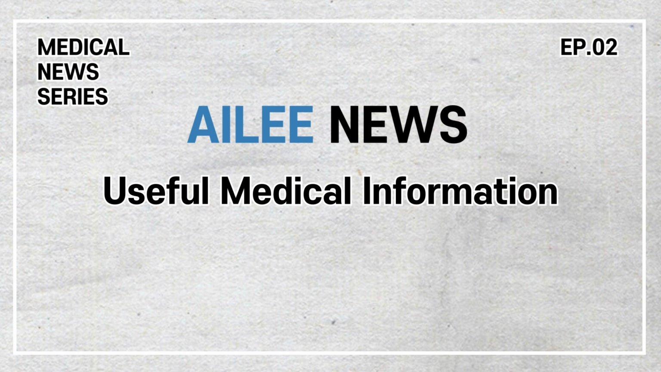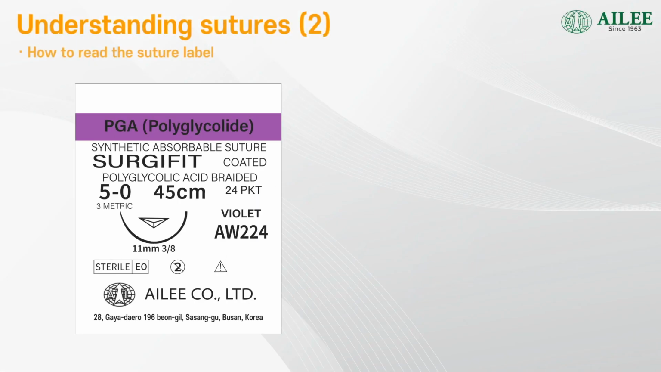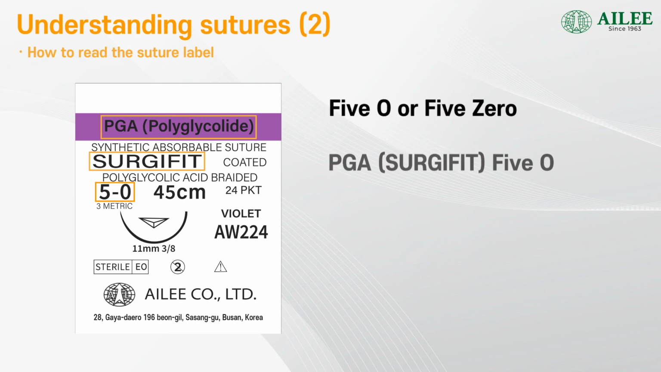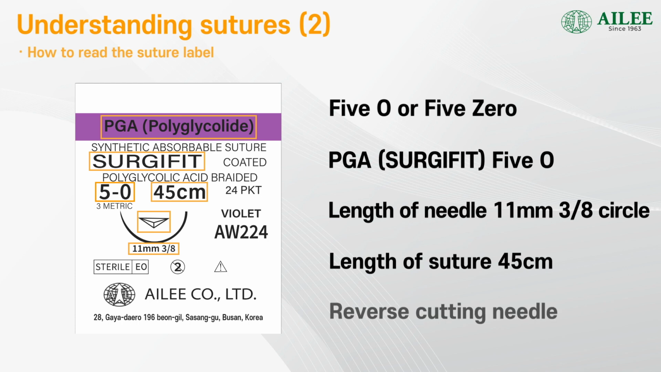Today, let's continue to learn how to read sutures, following the last video. For example, when you read the sutures, what says 50 should be read as 50 or 50. So, the name of this thread is PGA50. Also, if you look at the picture, it's a thread with a needle length of 11 millimeters and 3/8 circle. The thread is 45 centimeters long, and that triangular figure means that this suture is a reversed cutting needle.